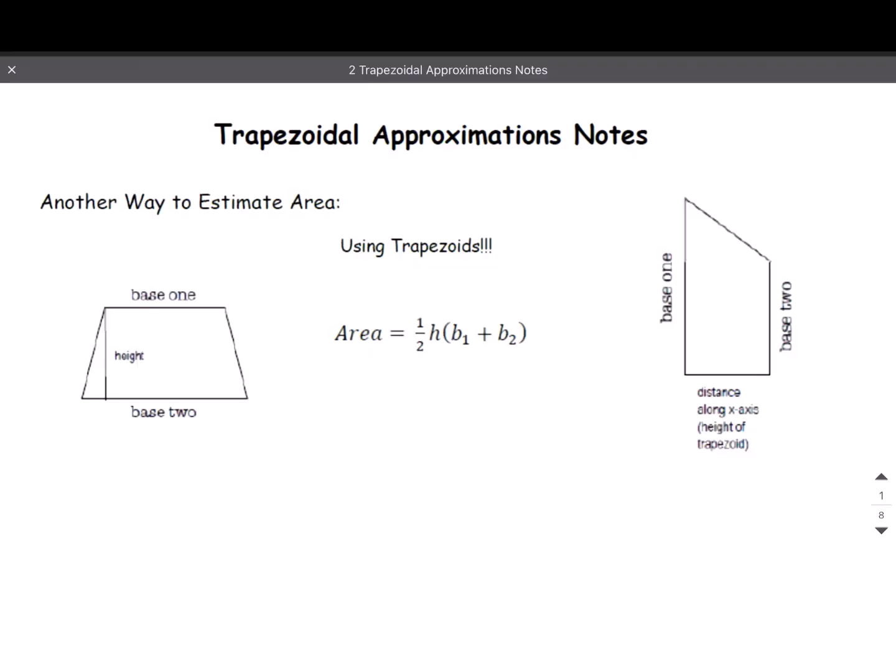Now normally we see our trapezoids this way, and the area of a trapezoid is 1/2 times the height, this height, times base 1 on top plus base 2. Notice the bases are the parallel sides, right? But if we turn the trapezoid this way, the height here is the same as our change in x's on the base, and base 1 will be the function height on the left, and base 2 will be the function height on the right. Okay, so that's what we're going to try to do.